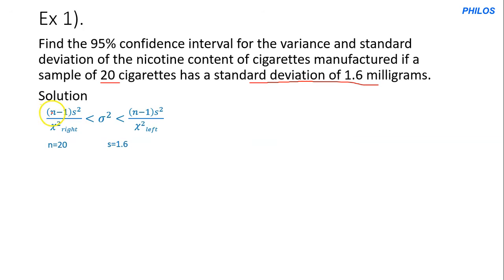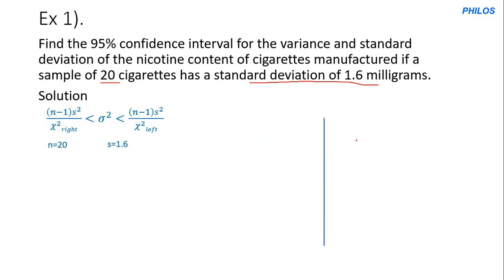So now that we know our n and we know s, we need to find a chi-square right and chi-square left. So let's do that somewhere. To find chi-square right and chi-square left, remember, you need the area to the left and you also need the area to the right. So let's find the area to the left. Our confidence level is 95%. So in decimal it is 0.95, isn't it?